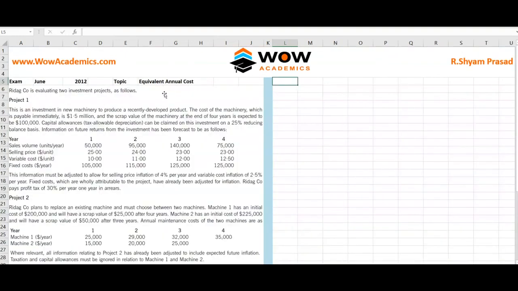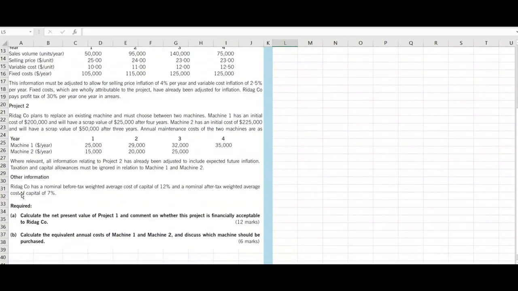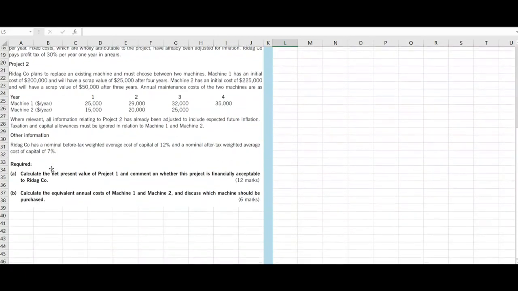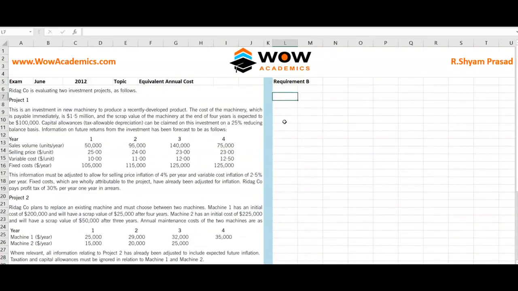So we'll start from this problem. It's another equivalent annual cost question. It appeared in June 2012. There are two projects here, project 1 and project 2, and we have our requirement set in B. Calculate the equivalent annual cost of machine 1 and machine 2 and discuss which machine should be purchased. So we are bothered about this requirement.